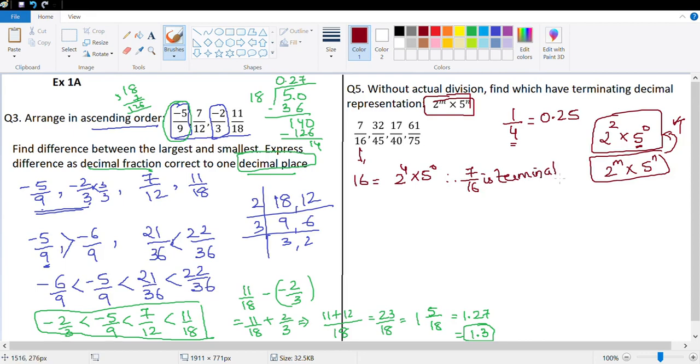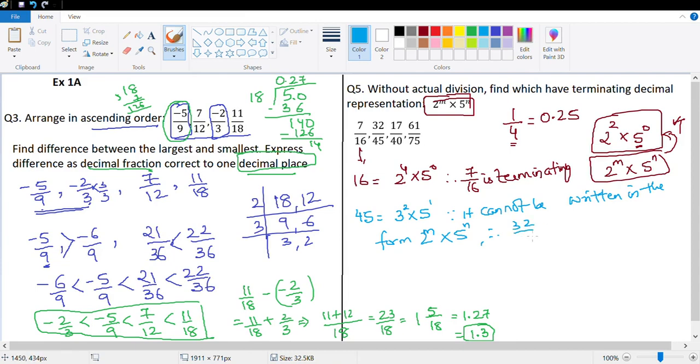Let's look at the next part. Next part is 32 upon 45. So the denominator is 45. 45 can be written as 3 into 15, which is 3 square, 9 into 5. Right? Since it cannot be written in the form 2 to the power m multiplied with 5 to the power n, therefore 32 upon 45 is non-terminating.